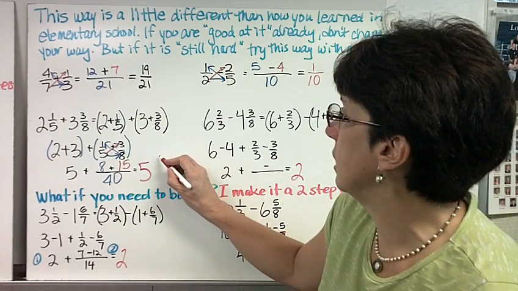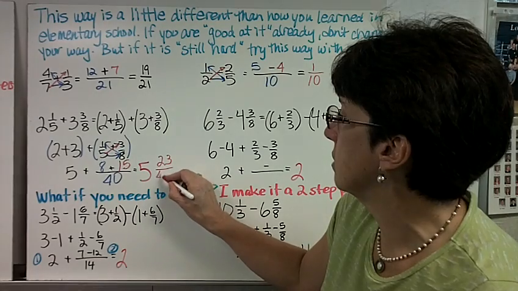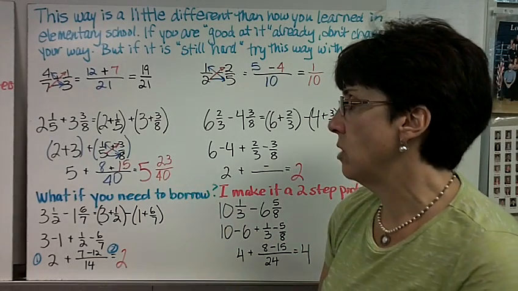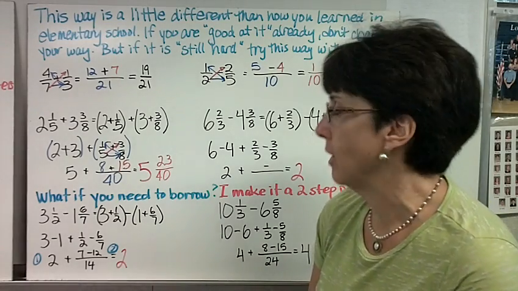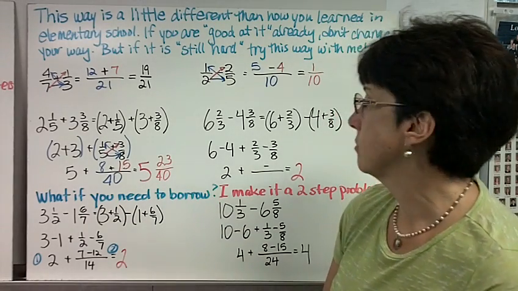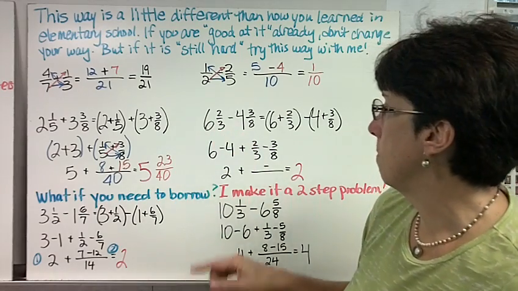So 8 plus 15 is 23 40ths. And I can't reduce that. I can't simplify 23 and 40. They don't have any common factors. So I'm finished. Let's do another problem that's subtraction, okay?